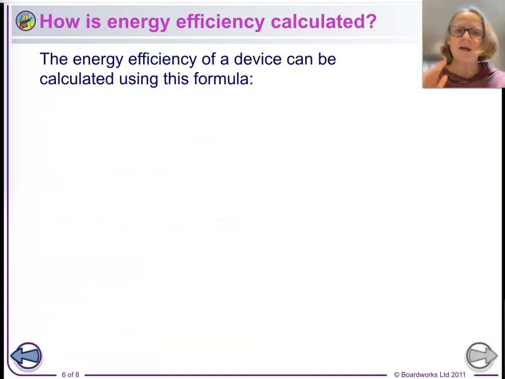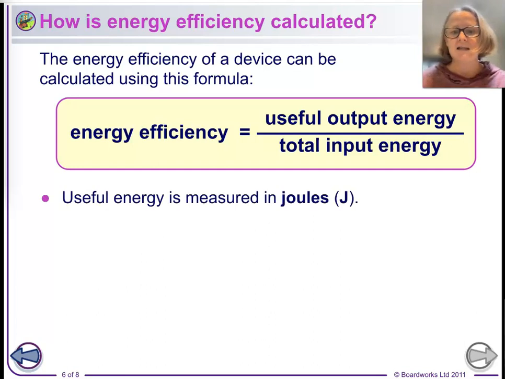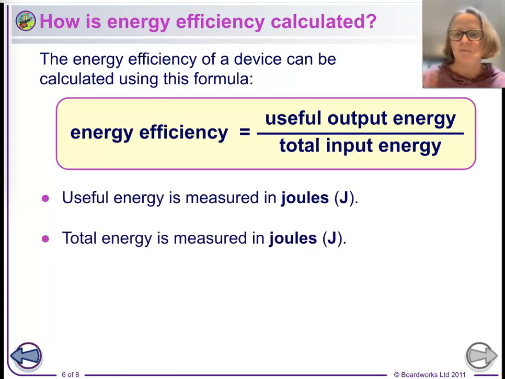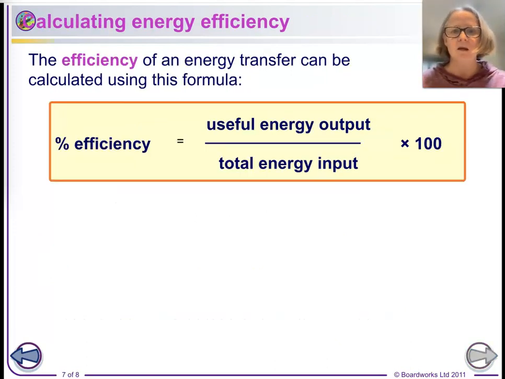So let's look how we can calculate energy efficiency. We use this formula where we take the useful energy output and we divide it by the total input energy. Energy is measured in joules, and we're going to end up with a number between 0 and 1 for our energy efficiency, and we usually convert that to a percentage by multiplying by 100 so that it's easy to compare one appliance to another. So there's the formula again with percentage efficiency at the beginning because we've multiplied by 100 at the end.